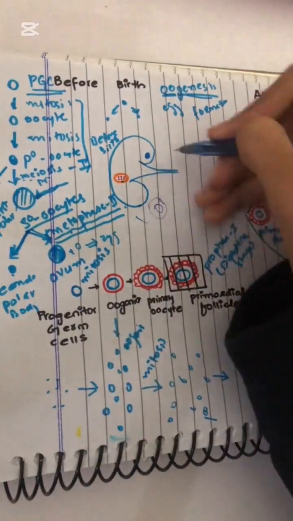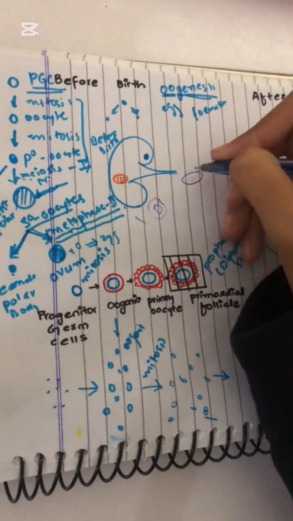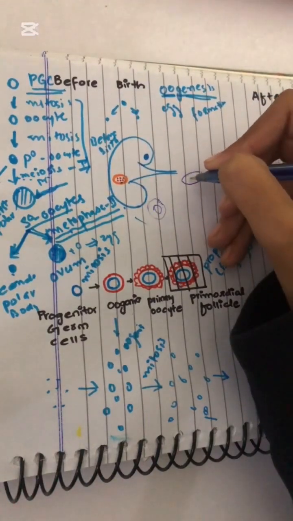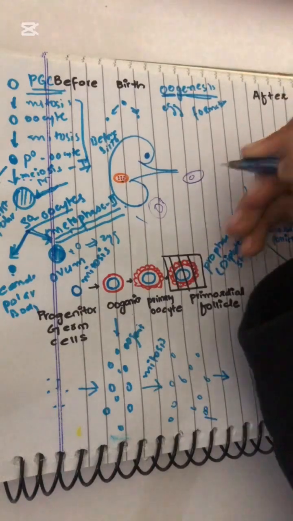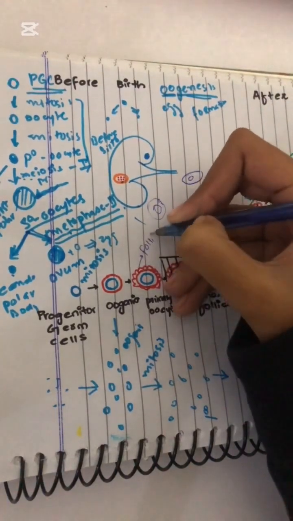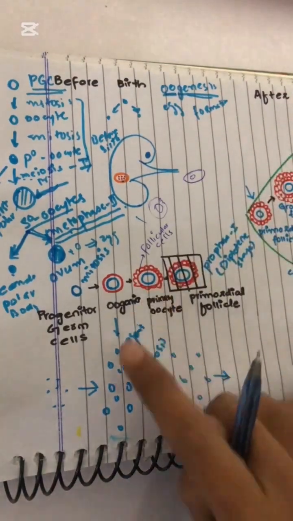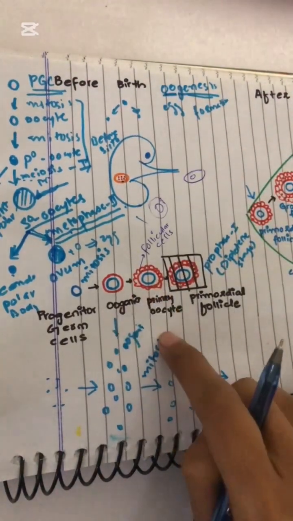So this is, for example, the ovary. Now certain cells from the ovary surround the oogonia. These are called follicular cells. Now they surround the oogonia, and oogonia divide to form primary oocyte.